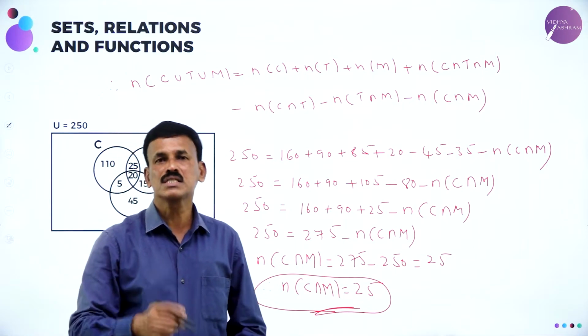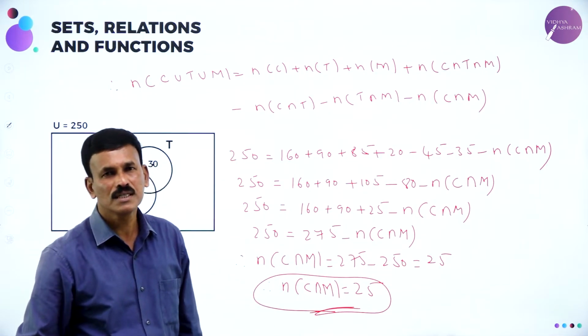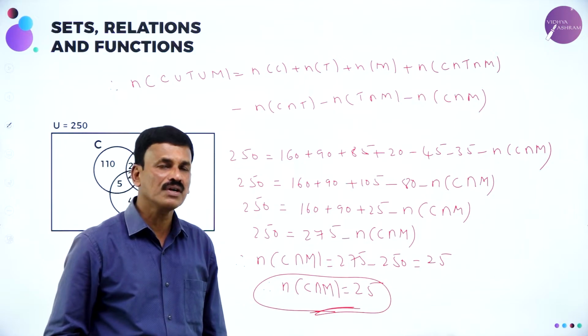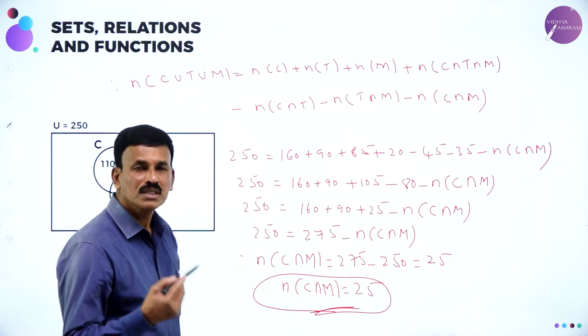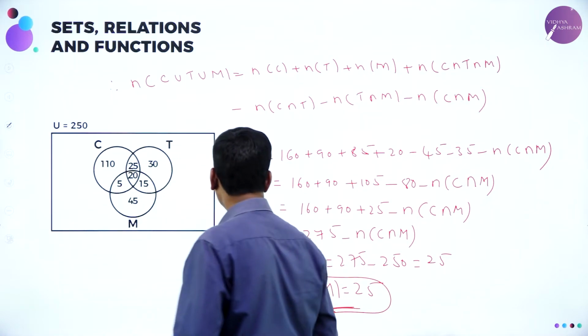That's it. This is how we are going to solve. Hope you followed. Very simple for 5 marks. It's a 5 marks question and a very simple problem. Okay. So the same problem can be represented in a Venn diagram.